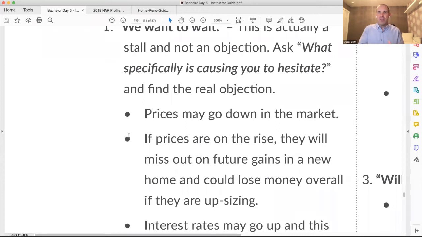So each one of these responses doesn't necessarily work for everybody, but you can pick and choose as it fits the situation. So remember, if prices are increasing and they're going to move into a new house, they say, oh, well, prices are going up. Why would we sell right now? Well, they're going to buy in, and they don't want to miss the future gains on the other house. So that's another thing to consider.